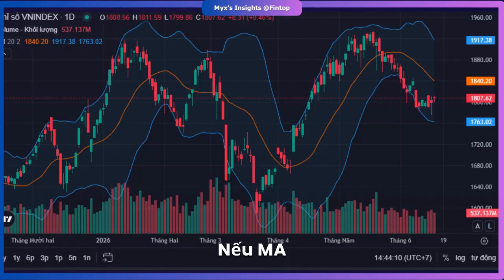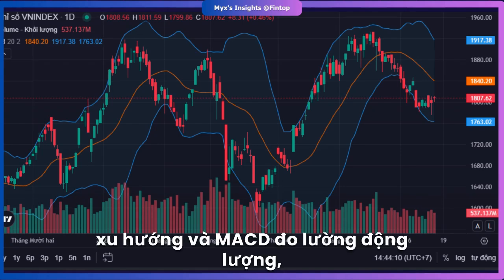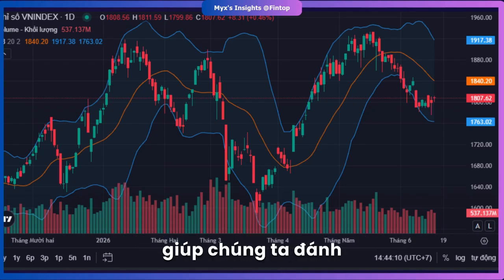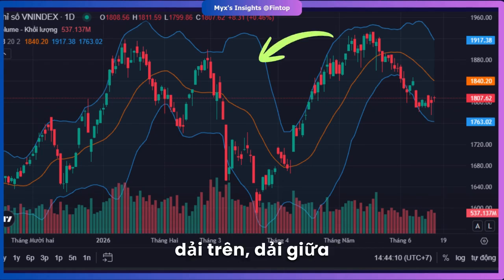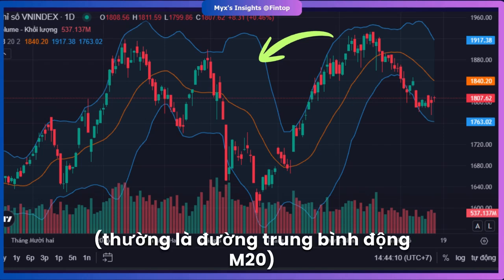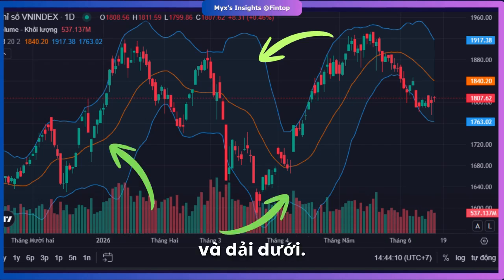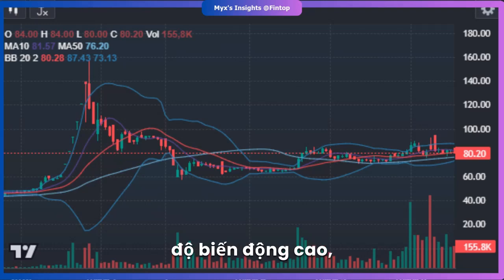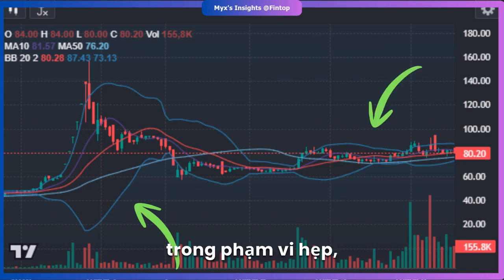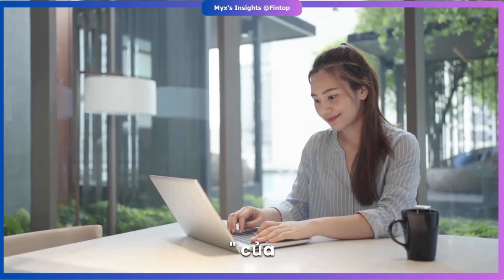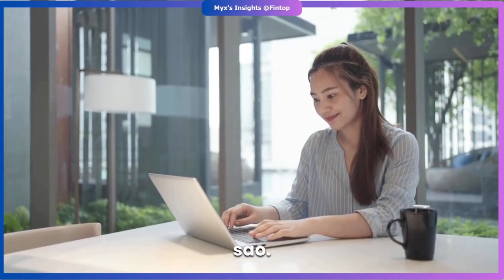4. Bollinger Bands. If MA helps identify the trend, RSI measures trend strength, and MACD measures momentum, then Bollinger Bands help us assess market volatility. Bollinger Bands consist of the upper band, the middle band, usually the MA 20, and the lower band. When the market is highly volatile, the bands will expand. When the market is consolidating and trading in a narrow range, the bands will contract. This is why the Bollinger Band squeeze phenomenon is highly watched by investors.